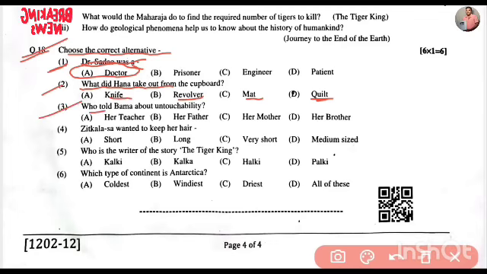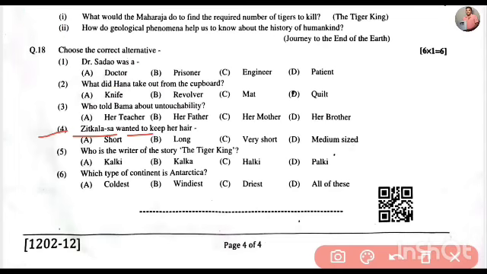The third question is, who told Bama about his untouchability? So, it includes every teacher, every father, every mother, every brother. So, you have to tell us which option is correct. The fourth question is, Jit Kalasaw wanted to keep her hair. So, short, long, very short, and medium size are given. So you have to tell which option will be correct. The fifth question is, who is the writer of the story of the Tiger King chapter? So 4 options are given in this. Which option will be correct? You have to write this.